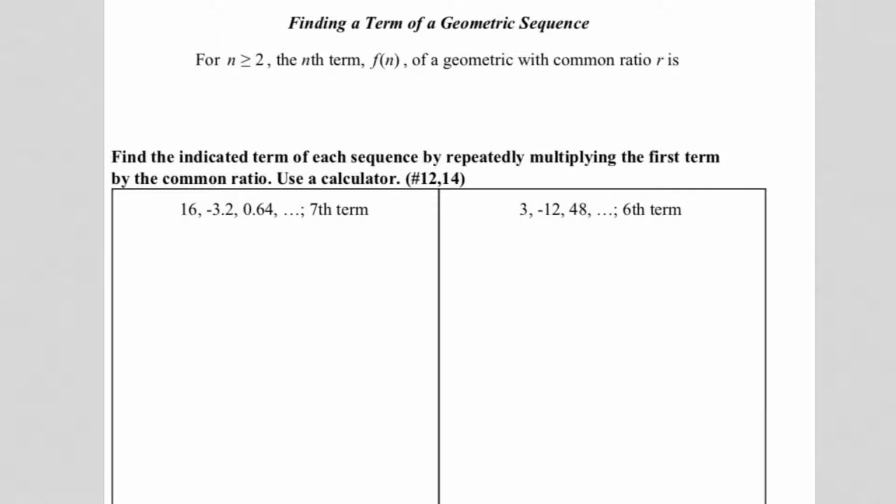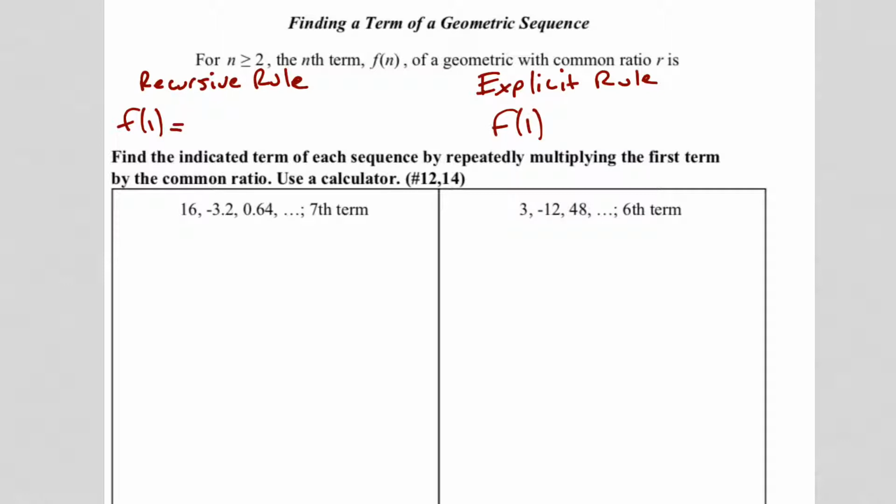Okay, so I'm going to basically just call out right now the 2 rules, and you should hopefully remember these. We had recursive rules. The recursive rule for an arithmetic sequence, I think there's still posters up on the wall for that, and then we also had explicit rules. In both of them, you need to know what f of 1 is. So f of 1 is definitely equal to something. Hopefully you can identify the first number in the list of numbers.